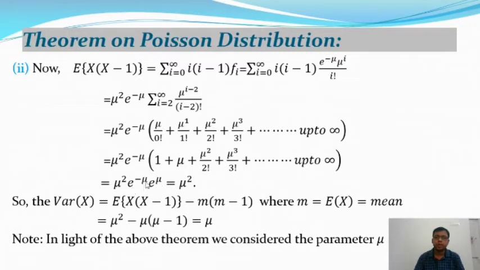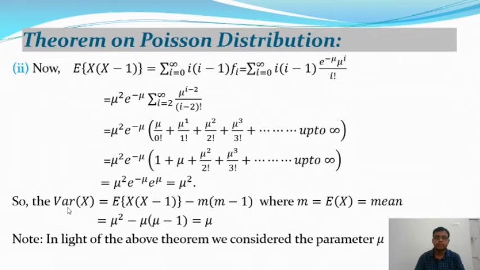So mu square into e to the power minus mu into e to the power mu, and after cancelling the terms e to the power minus mu and e to the power mu, it will give 1. So that means the expectation of x into (x minus 1) will be mu square. Okay, after simplifying this we will get mu square.